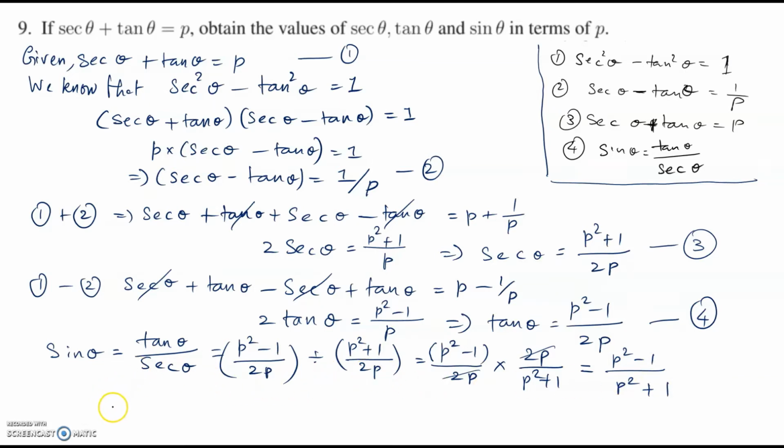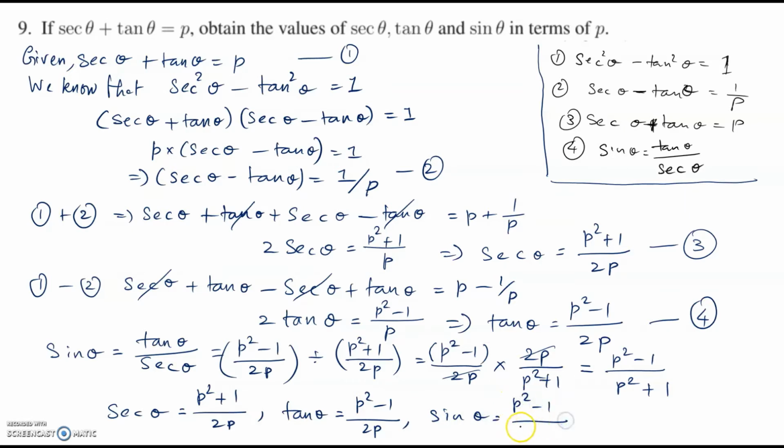So your secant theta is equal to P squared plus 1 by 2P. Your tan theta is equal to P squared minus 1 by 2P, and your sine theta is equal to P squared minus 1 divided by P squared plus 1. That's the answer.